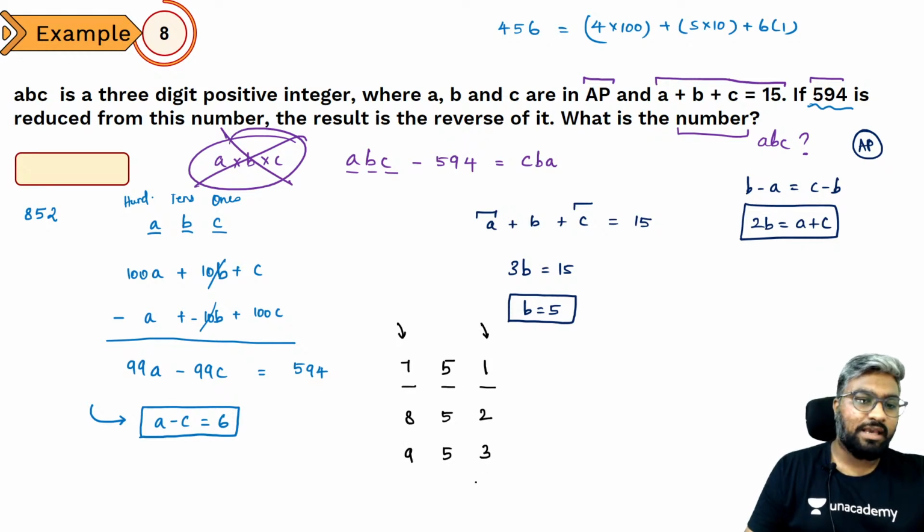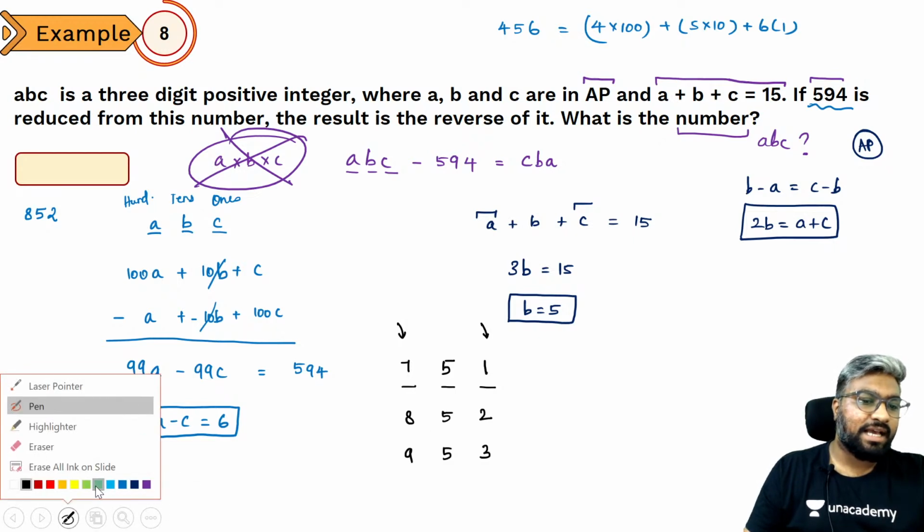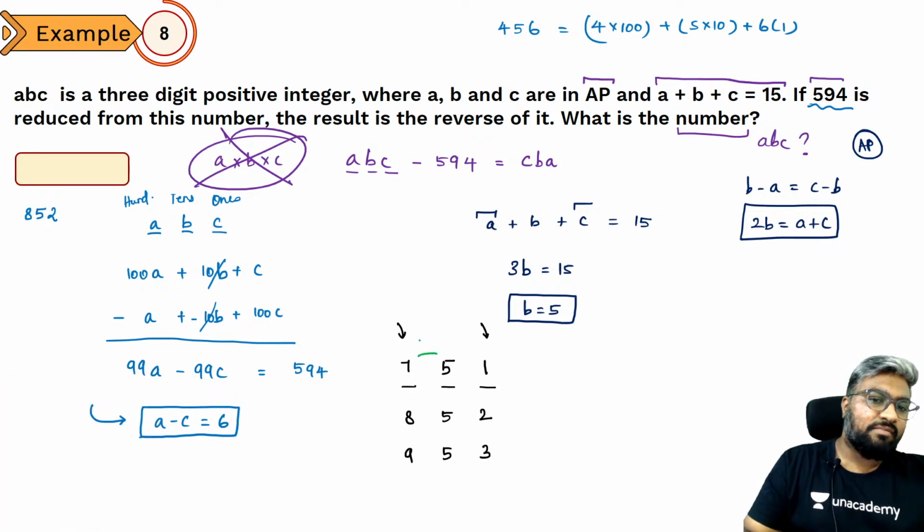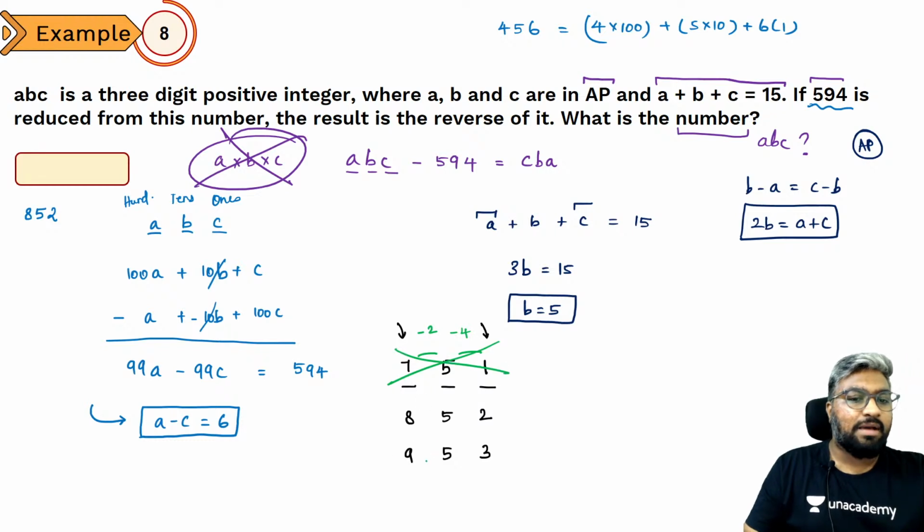Yes, what do we have to check? We simply have to check if they are in AP or not. क्या ये AP में है या नहीं है, ये check करना है. 7 and 5, minus 2, here minus 4. AP में है? नहीं. 9 minus 5 is 4. यहाँ पे क्या हो रहा है? 2. AP में है? नहीं.